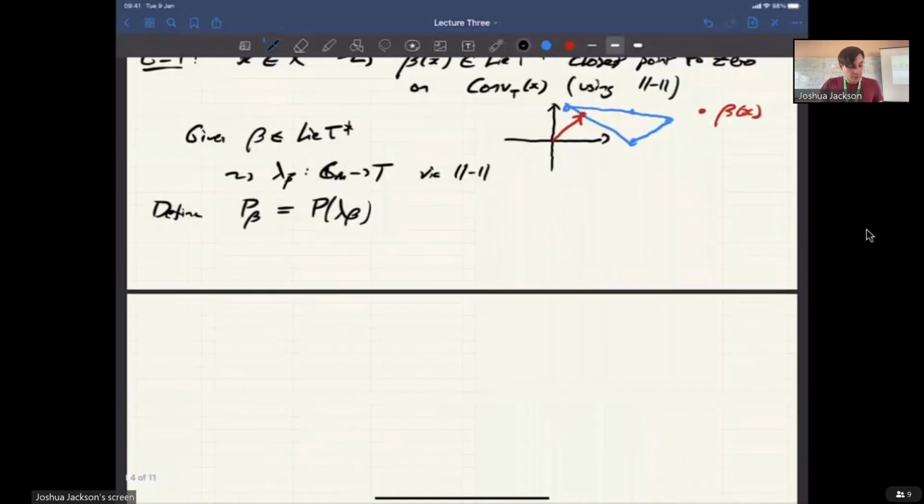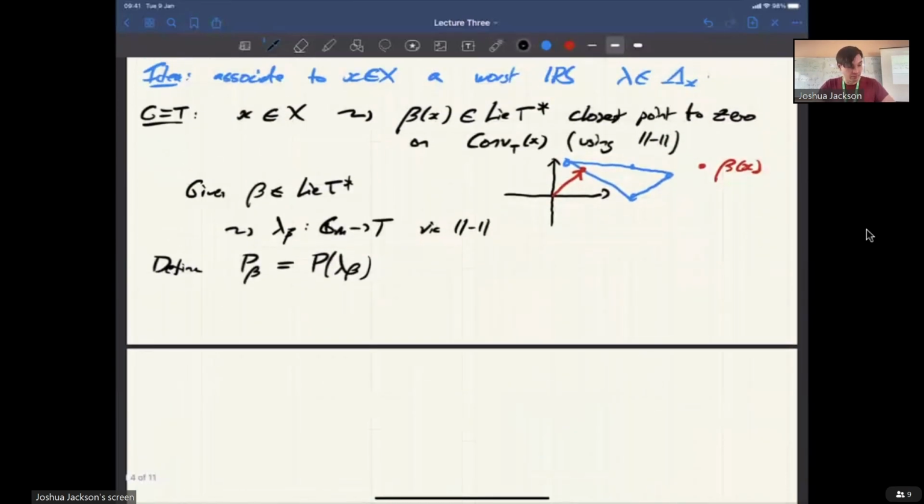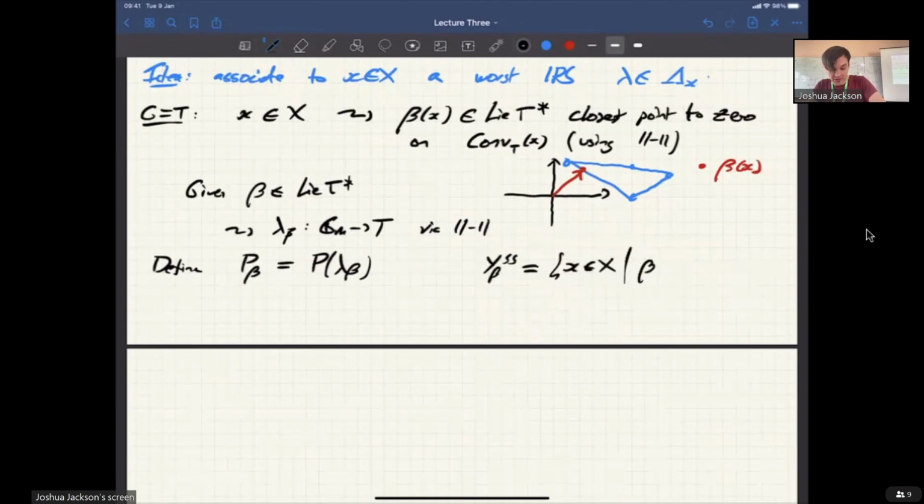Okay, so having got that, I can then define Y beta semistable. So this is the points of x such that this beta of x is the point beta. So it's the set of points such that when you draw the T-weight polytope and you take the convex hull of those points, you end up with a polytope whose closest point is the point beta in question.